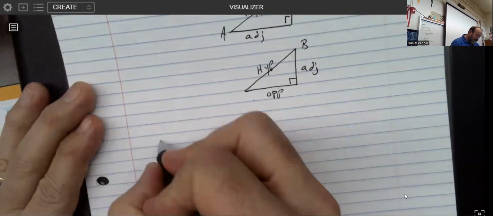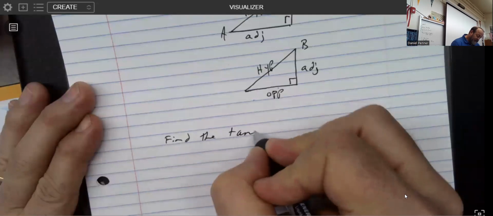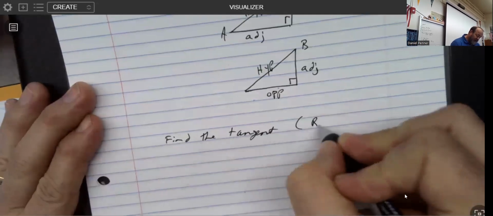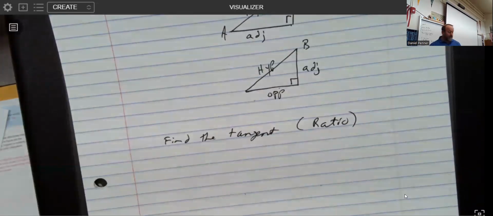Now, sometimes we'll say find the tangent. Sometimes we will say find the ratio, which means the fraction. Those are actually an equivalent statement.